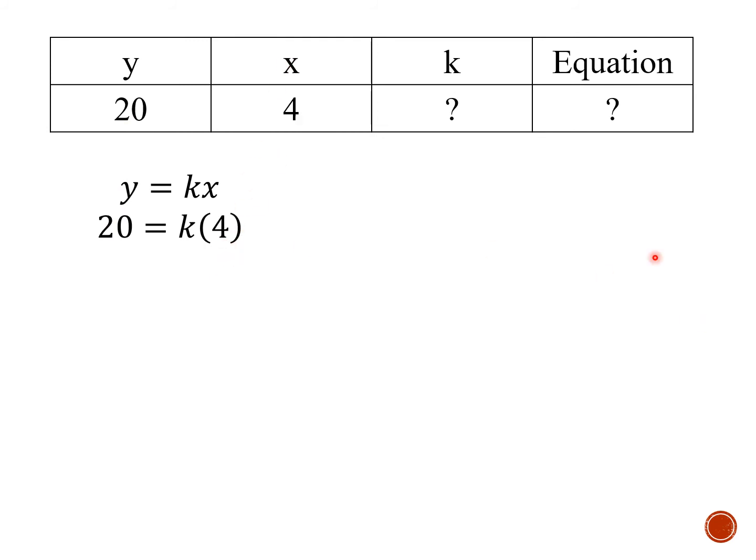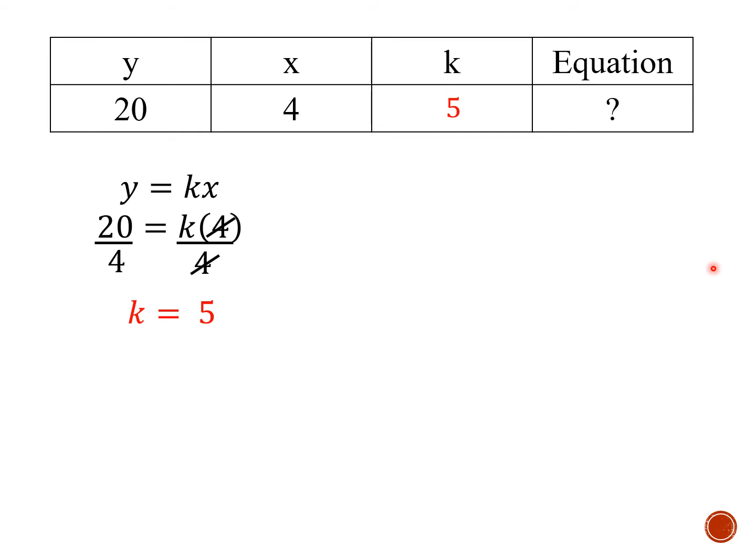Then, to find k, we use division property of equality. We divide both sides of the equation by 4. Then, divide out lang natin to. So, k na lamang po ang matitira. Then, we divide 20 divided by 4. That is 5. So, k is equal to 5.